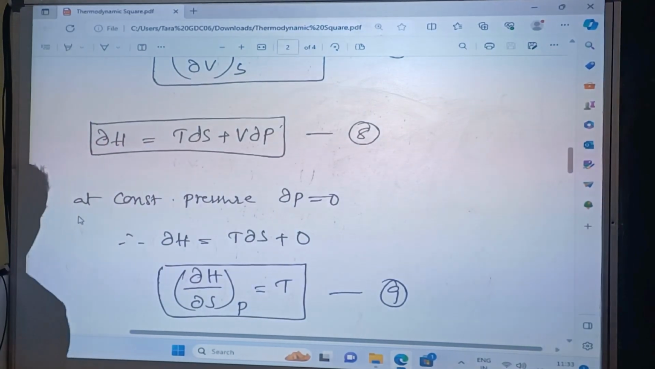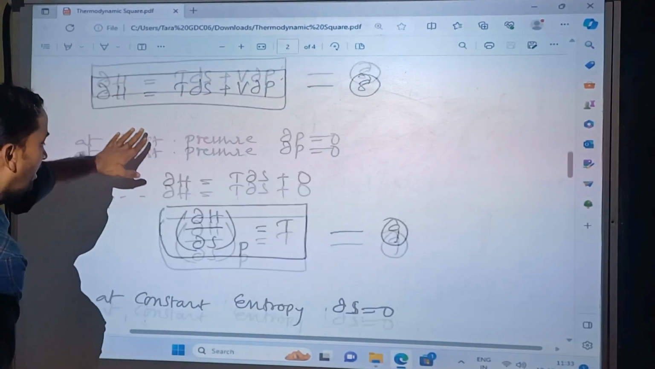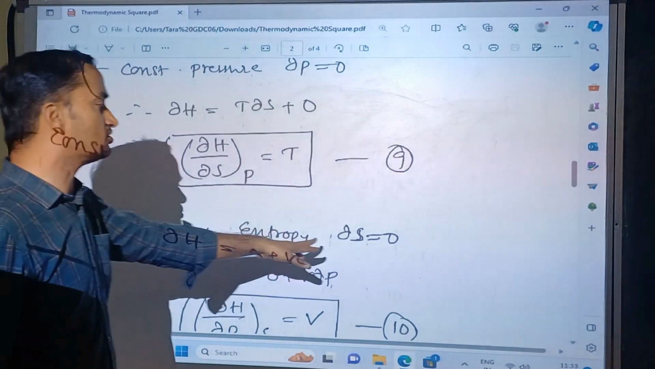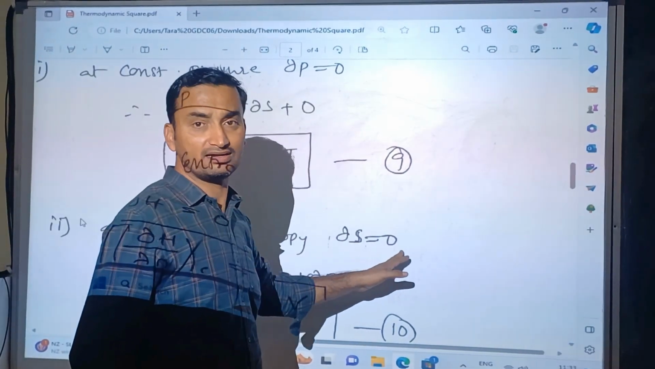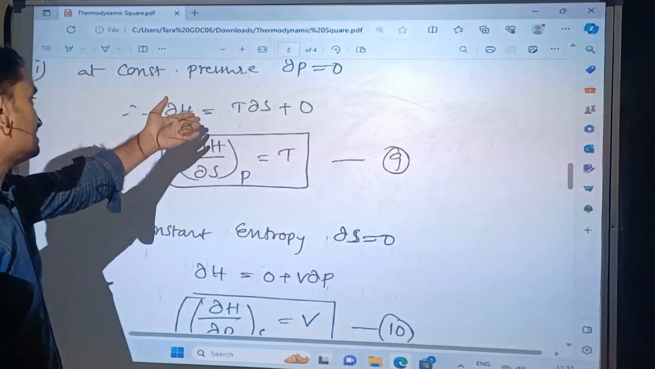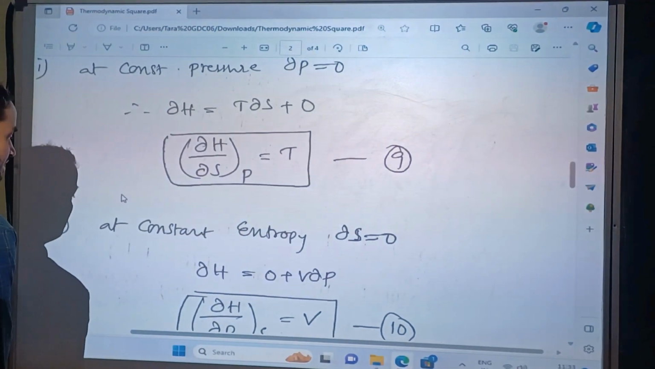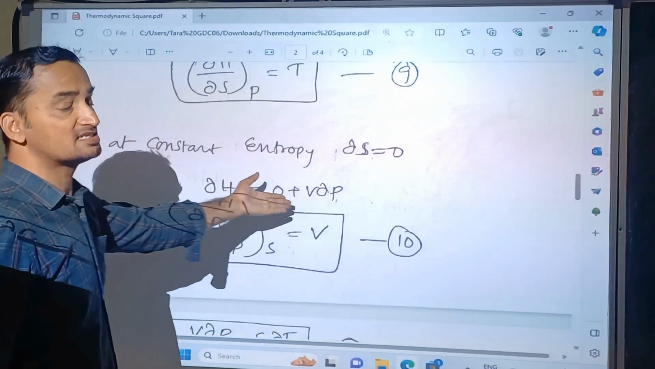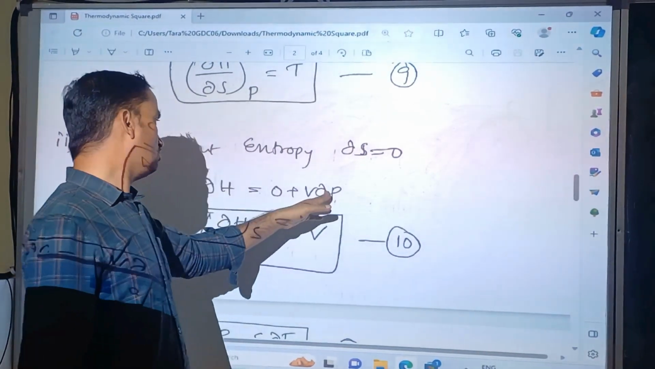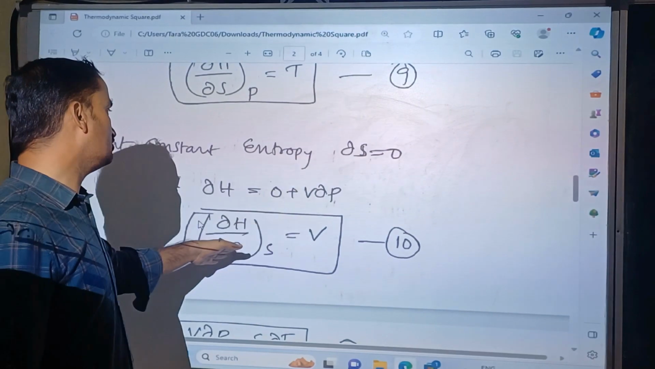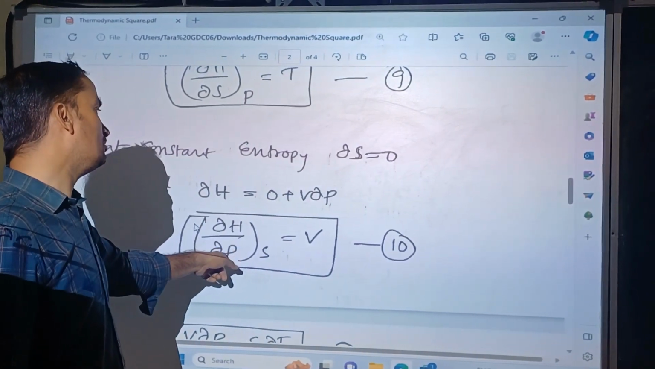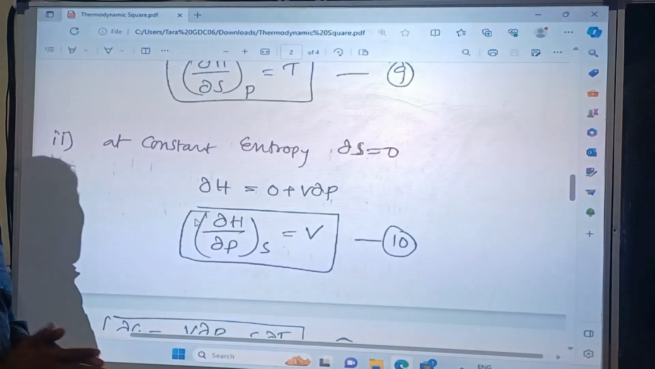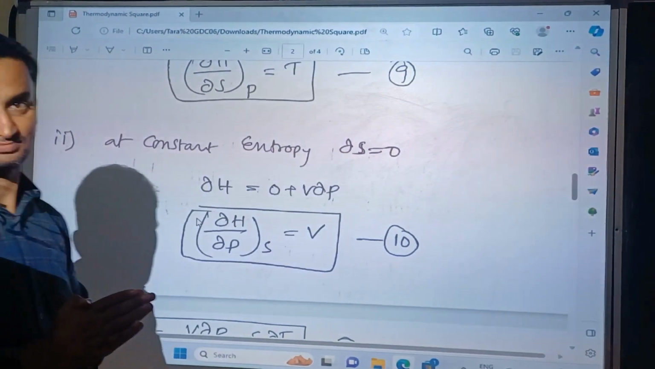Now next we'll move to the here again. I already told you, we can also keep the entropy constant. If entropy is constant, dS will be 0. If dS is 0, we will get dH equals 0 plus V dP. Now, if we take dP to the left side, ∂H by ∂P at constant entropy is V. So this is the 10th relation.